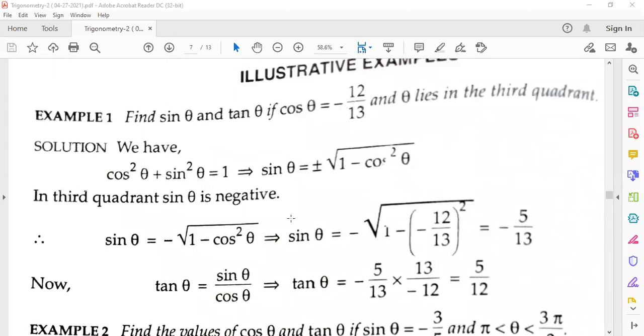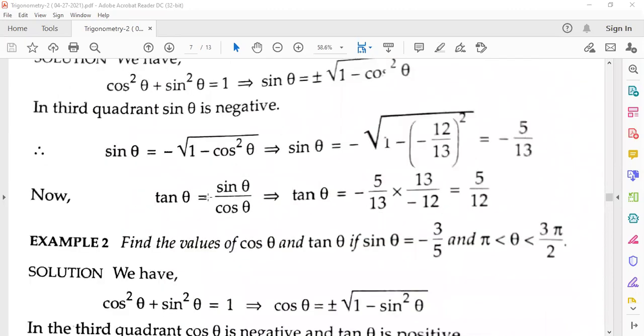Tan theta means sine theta by cos theta. We are making that tan theta equal to sine theta by cos theta. That is tan theta: the value of sine theta, 5 by 13, divided by the value of cos theta, minus 13 by 12. Now it is cut and it is coming minus minus plus 5 by 12. And we know that in the third quadrant tan should be positive. So the value of tan theta is coming here.